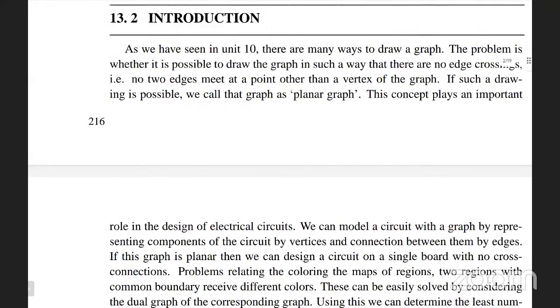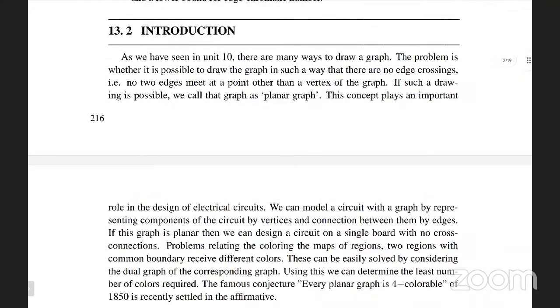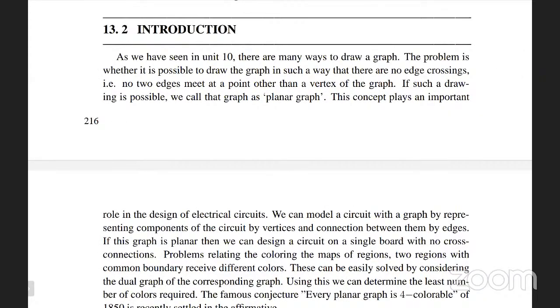In this introduction part, as we have seen in unit 10, the previous classes, it is about the drawing of graphs. In previous classes also we discussed graph information. The question is whether it is possible to draw a graph in such a way that no two edges cross, that is, two edges meet at a point other than the vertices of the graph. If such a drawing is possible, we call that graph a planar graph.